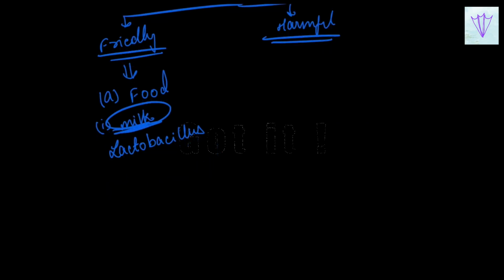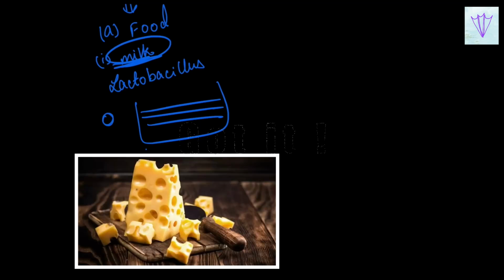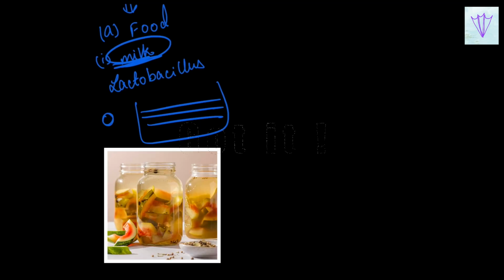the protein. For curd formation, a small amount of curd is added to lukewarm milk. Lukewarm milk provides favorable conditions for the growth of bacteria, where the Lactobacillus multiplies and converts it into curd. Bacteria can also be used in making cheese, yogurt, vinegar, pickles, and many other food items.